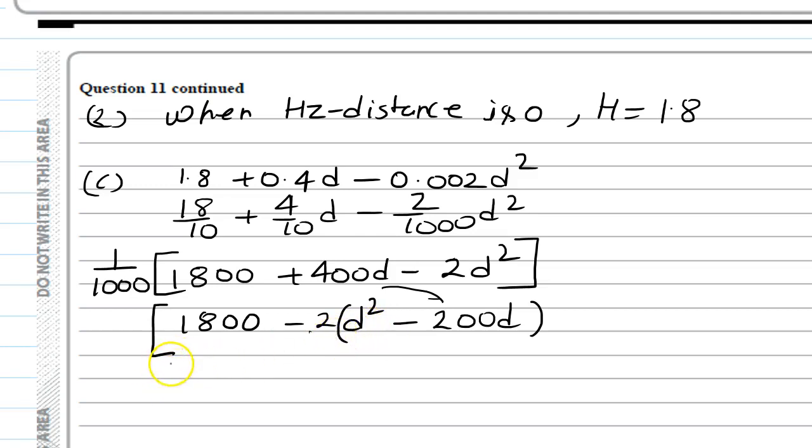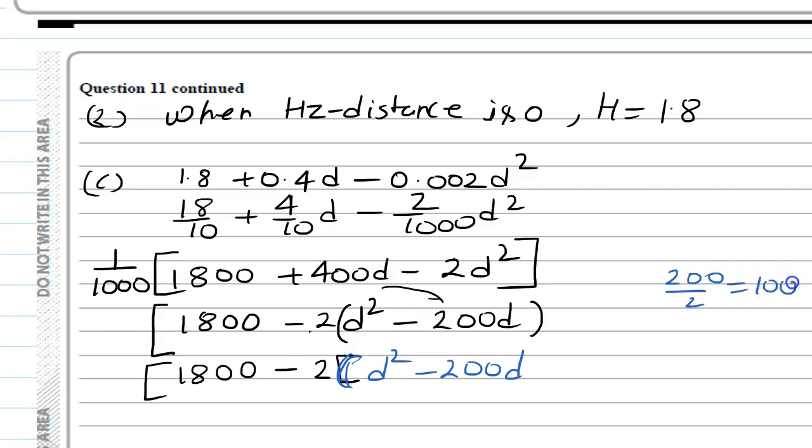Now completing the square. We need to do it for the minus 2 bracket. I'm just changing color so that you can see. I'm going to use completing the square here on d square minus 200d. My way of completing the square is that whatever is here, just divide by 2. So 200 divided by 2, we get 100. 100 square is 10,000. You add 10,000 and take away 10,000. So this blue bracket is closed, and then this black bracket closed now.